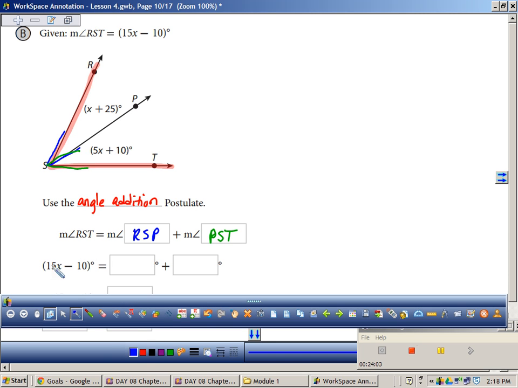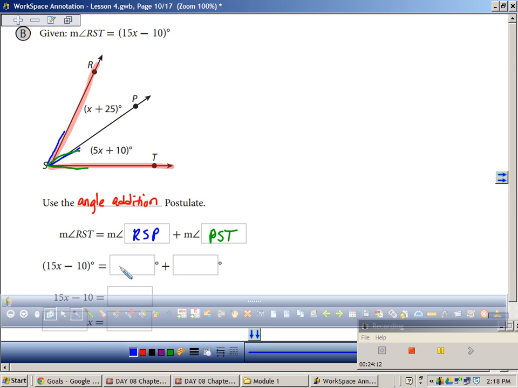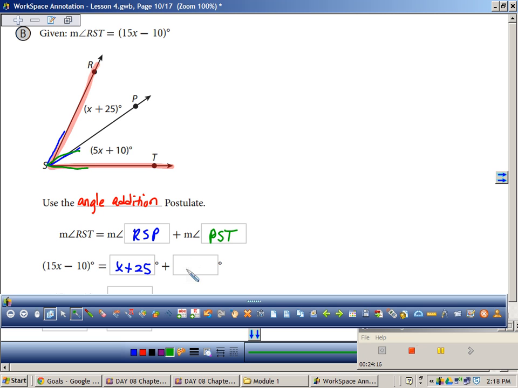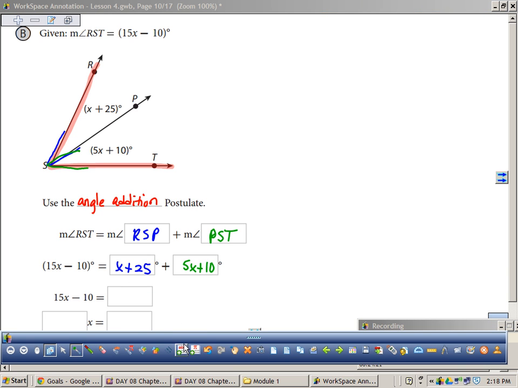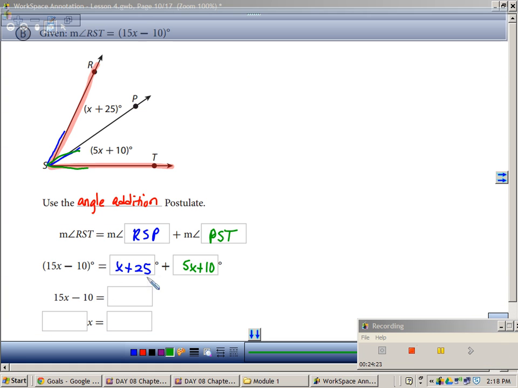Right? Can you substitute for me? 15x minus 10, that's my angle R, S, T. What would I substitute for angle R, S, P? Good job. X plus 25. And what would I substitute for P, S, T? Excellent. 5x plus 10.